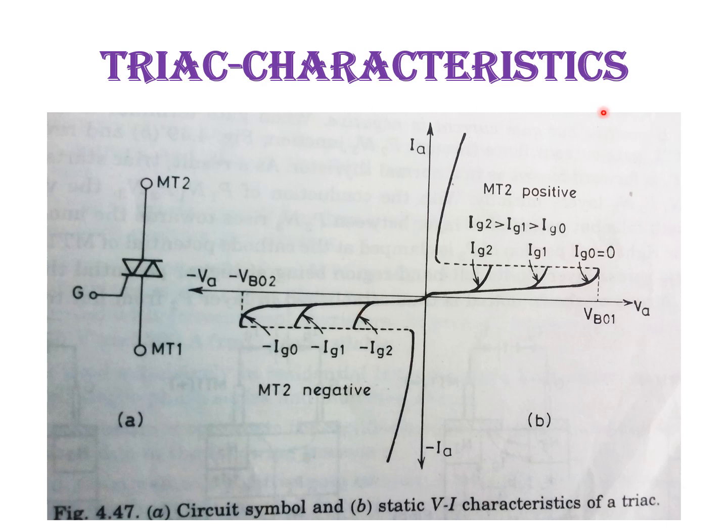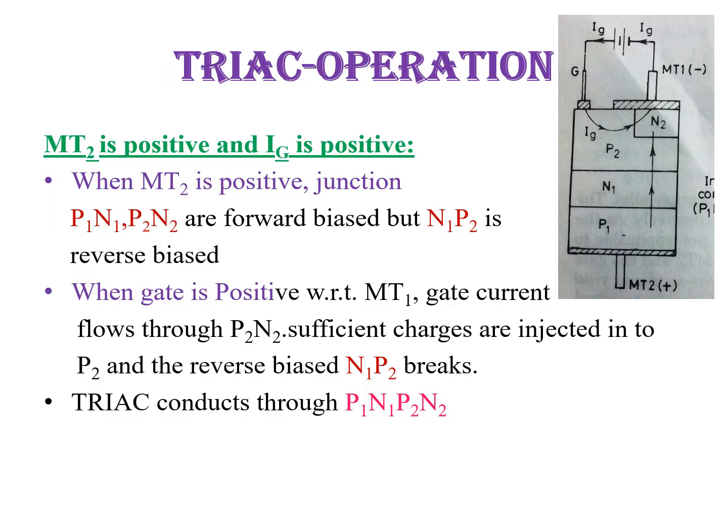Characteristics of TRIAC. So from the diagram, we can come to a conclusion that the first quadrant displays the operation of one SCR and the third quadrant displays the operation of another SCR. So two SCRs are connected back to back and the characteristics is shown as such. The operation of the TRIAC can be explained in four modes.